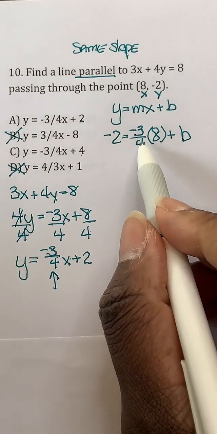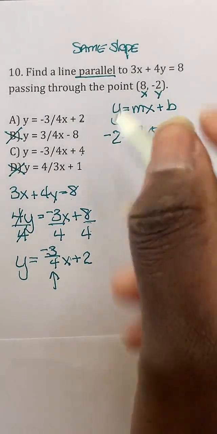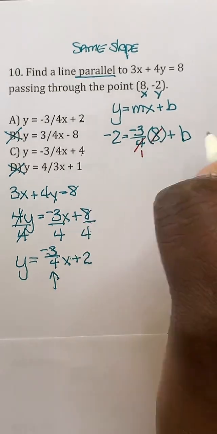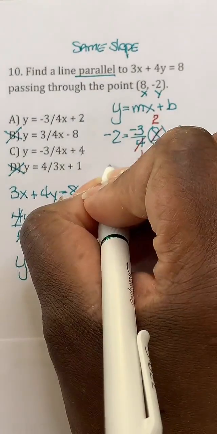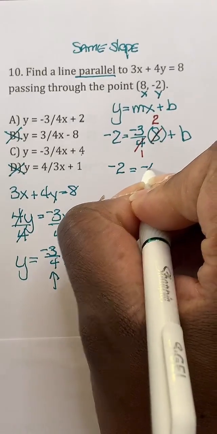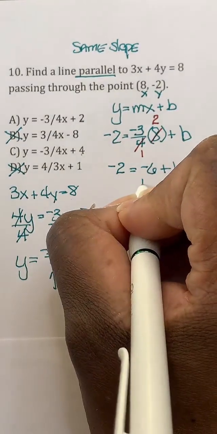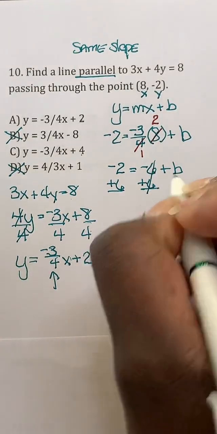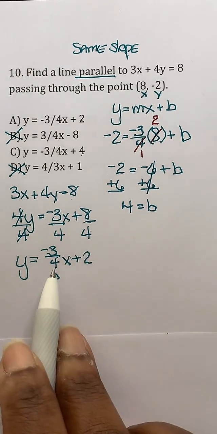Now let's break down -3/4 times 8. I can cross simplify 8 and 4, since they both have 4 in common. The 4 is now 1, and the 8 is now 2. So we have -2 = -3 times 2, which gives me -6, plus my b. Now we add 6 on both sides. -2 plus 6 gives me +4, and that's what my b is. So we know our slope.